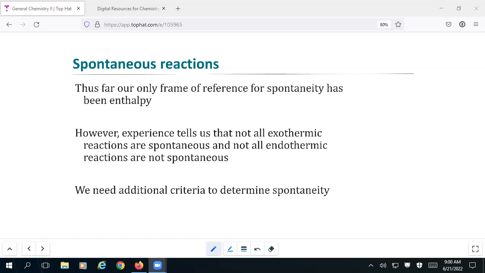Like, for example, ice melting. Take an ice cube out of the freezer, put it on the table. It'll melt spontaneously on its own. And that's an endothermic process, because we have to warm the ice up to its melting point. We have to melt the stuff, which requires energy. And then eventually it reaches thermal equilibrium with the room. All that stuff is energy input. And yet it is still spontaneous. So enthalpy alone isn't going to tell us whether or not a reaction occurs. I'm going to need something else, an additional set of criteria.